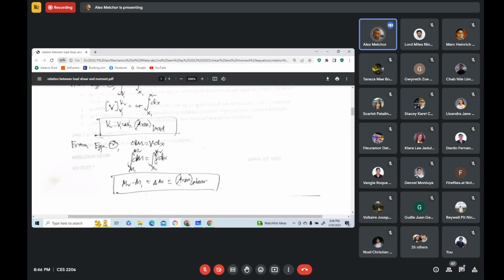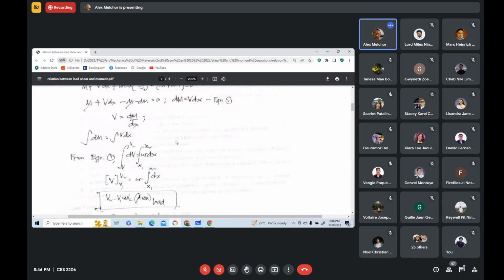So V times integral dx, that is the area of the shear. Okay, so we have now this one, area of the shear. Are there any questions? These are now the equations that we are going to use.